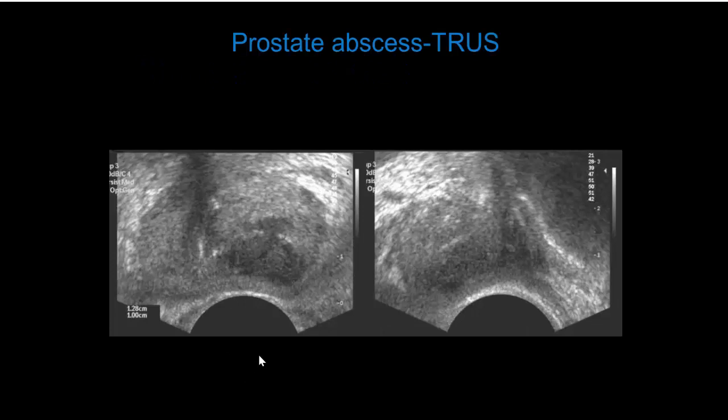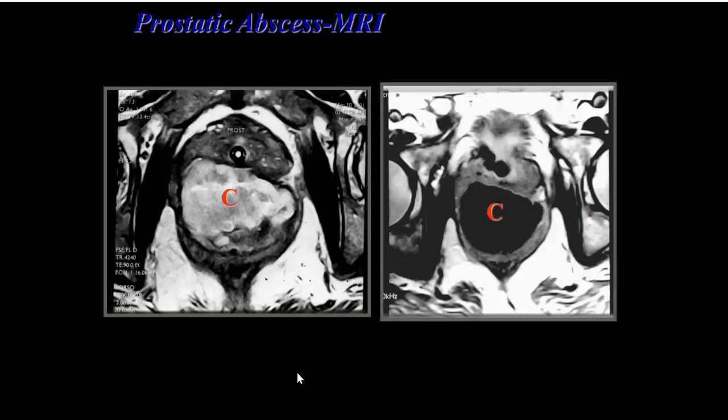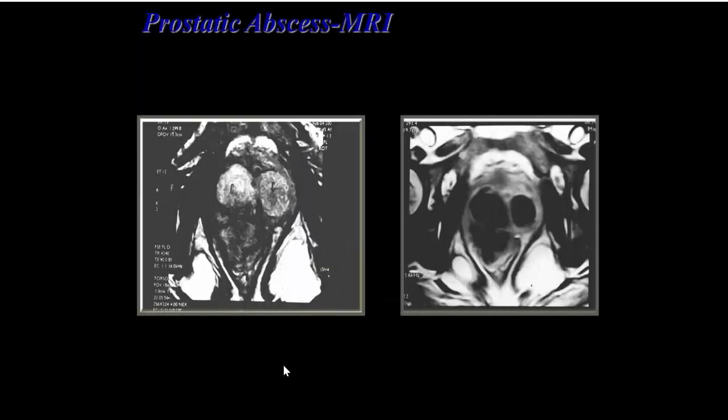Prostatic abscess on TRUS ultrasound: areas of heterogeneous hypoechoic focal lesions are present in the peripheral zone of the prostate. Prostatic abscess on MRI presents as areas of abnormal signal, high signals and low signals. Prostatic abscess on MRI presents areas of collection inside an enlarged prostate, with high and low signals on T1.